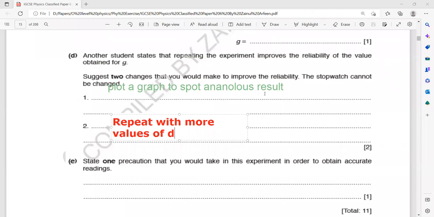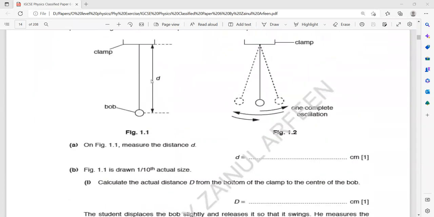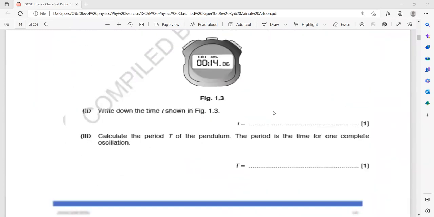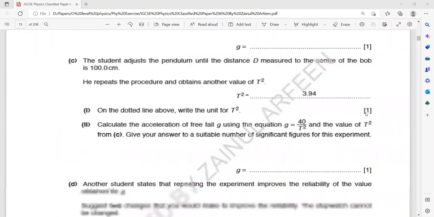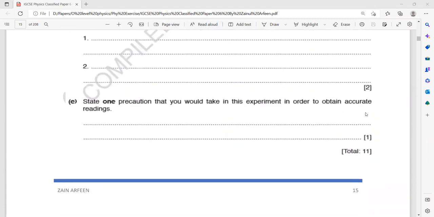Repeat with more values of d. As you can see, the student did it for only one value of d. At the beginning of the experiment he adjusted the length just one time and got the value of gravity. So he should do the experiment with more values of d, or do it for more oscillations.